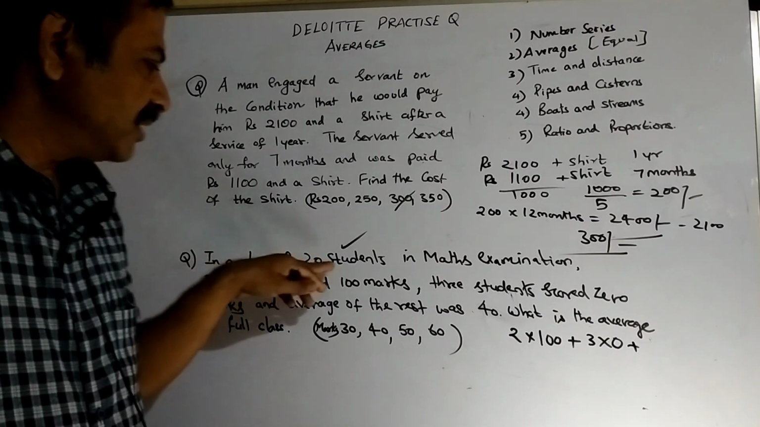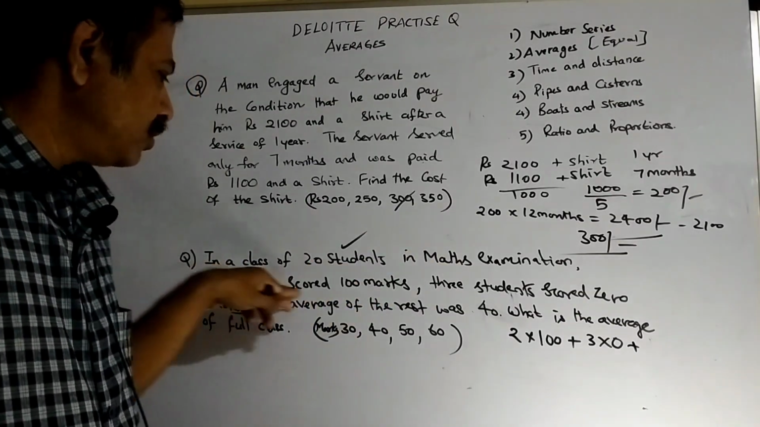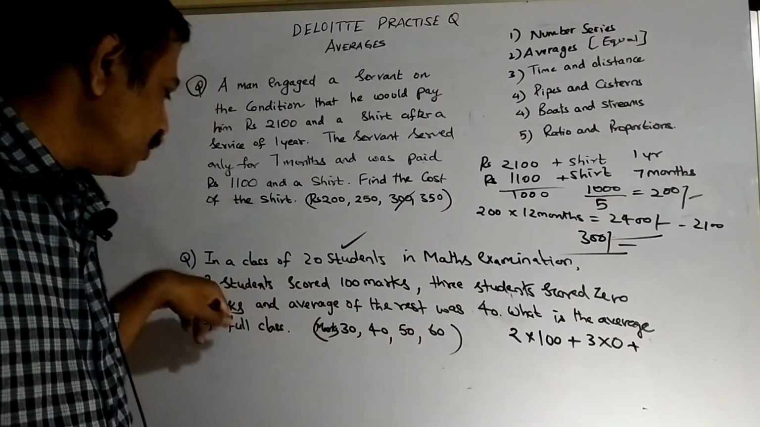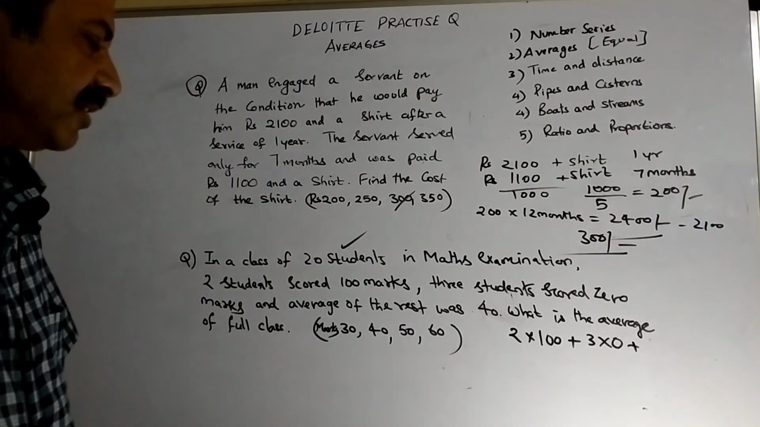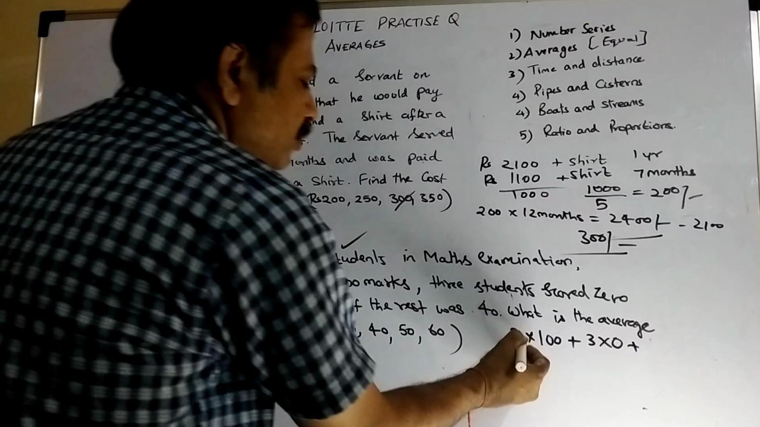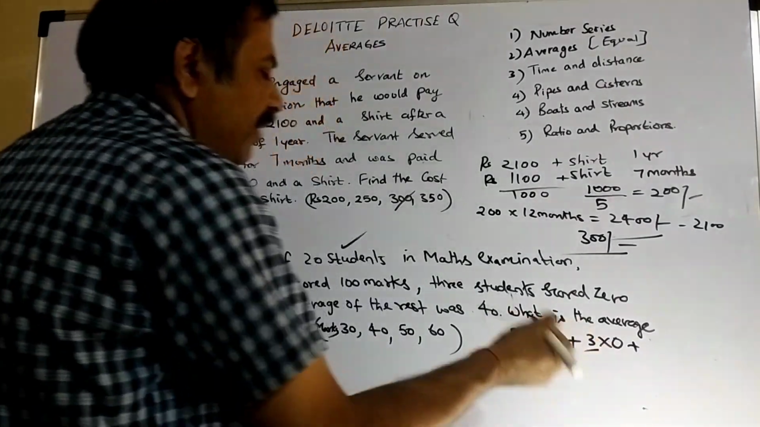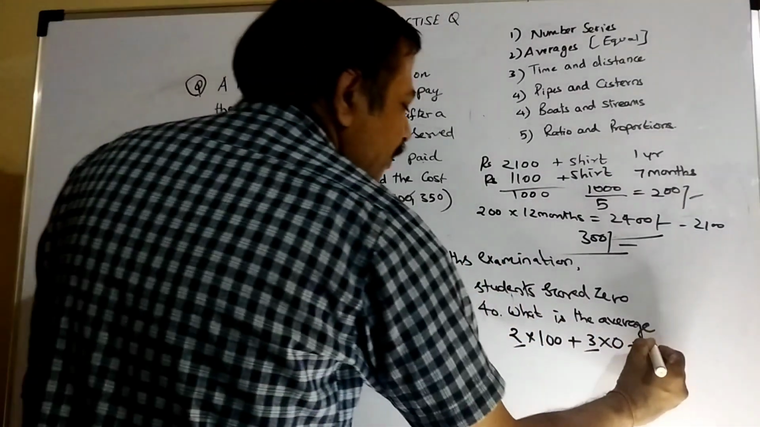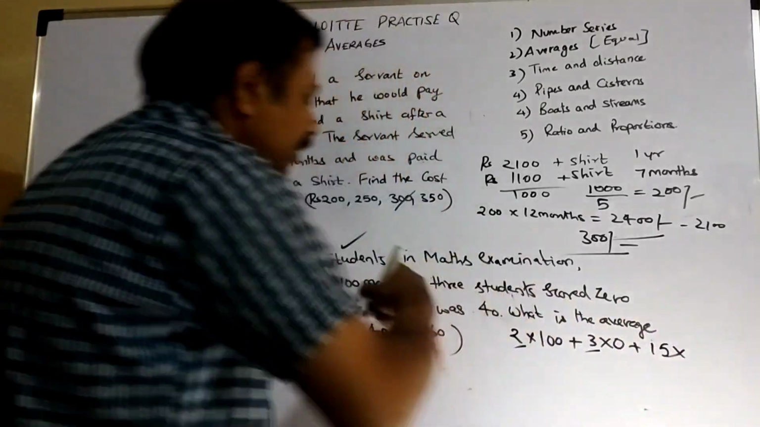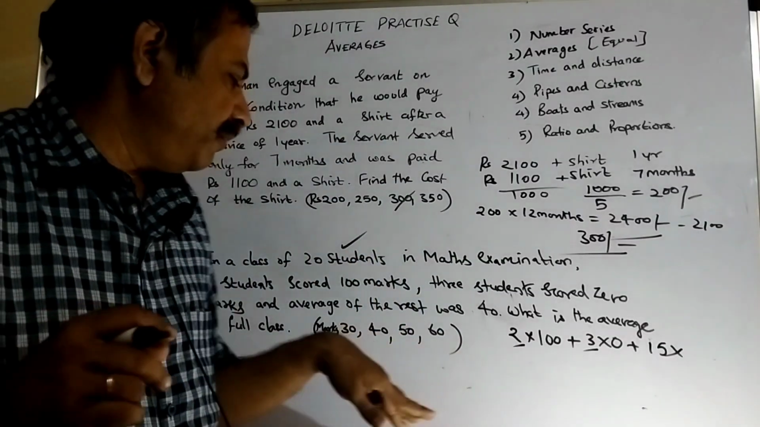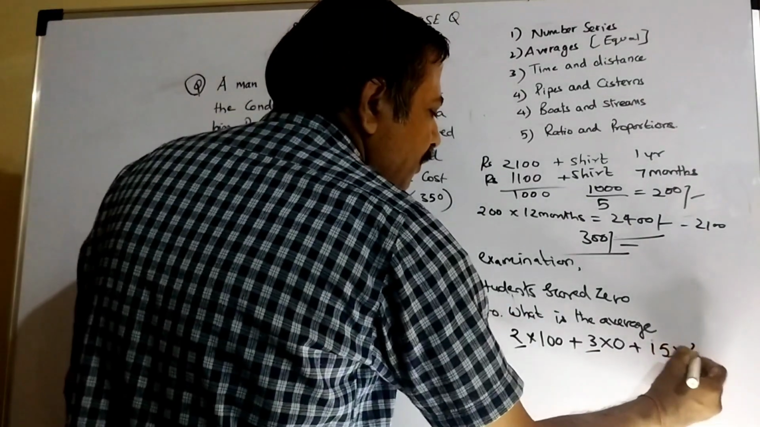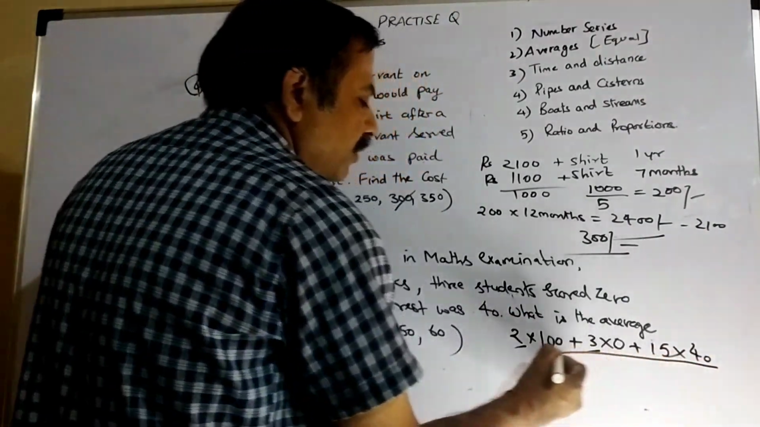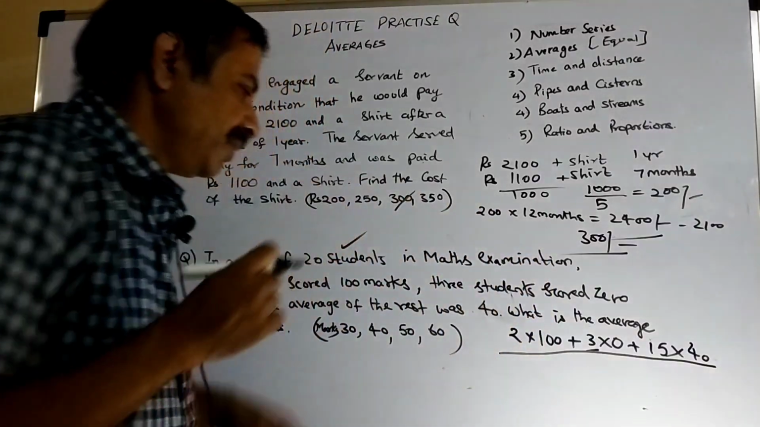In a class of 20 students in maths exam, 2 students scored 100 marks, 3 students scored 0 marks, and the average of the rest was 40. Average of the rest. How many for the rest? 2 students gone, 3 students gone, 5 students gone. Remaining are 15 students, and their average was 40. This is the actual story told in the question.